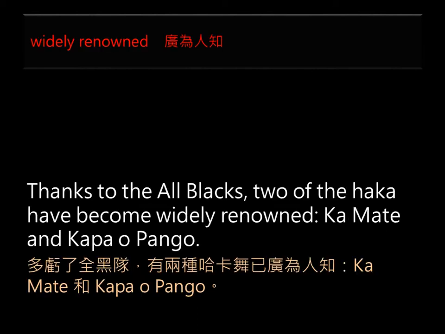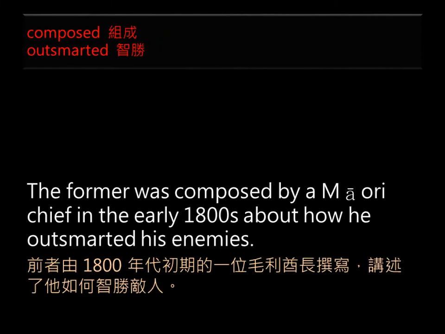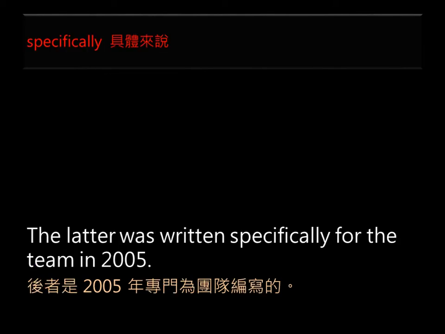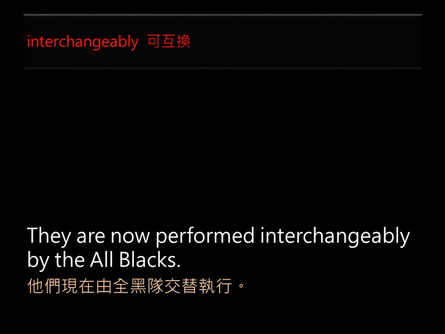Thanks to the All Blacks, two of the haka have become widely renowned, Ka Mate and Kapa o Pango. The former was composed by a Maori chief in the early 1800s about how he outsmarted his enemies. It was first performed by the All Blacks in 1906. The latter was written specifically for the team in 2005. They are now performed interchangeably by the All Blacks.